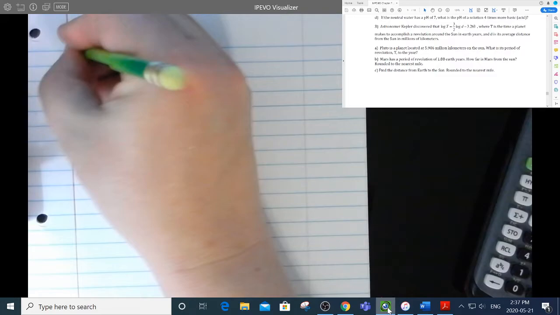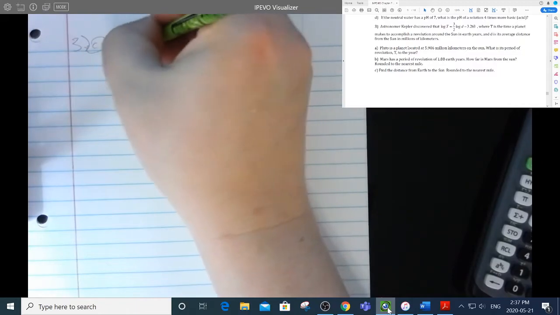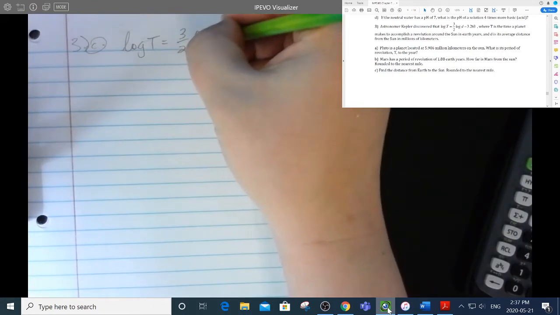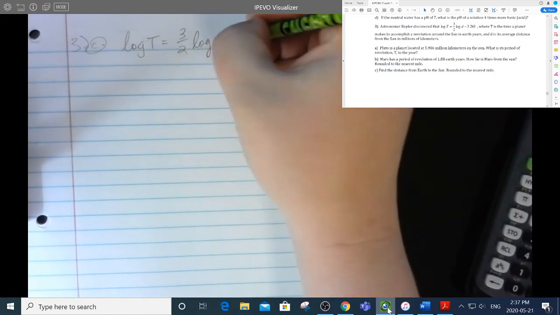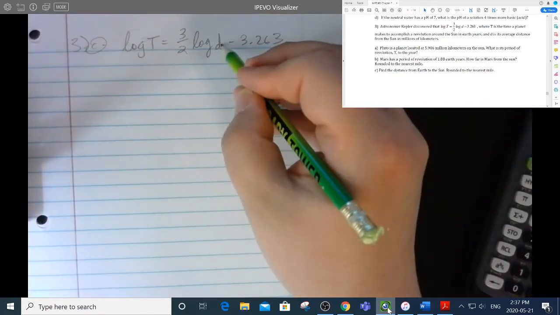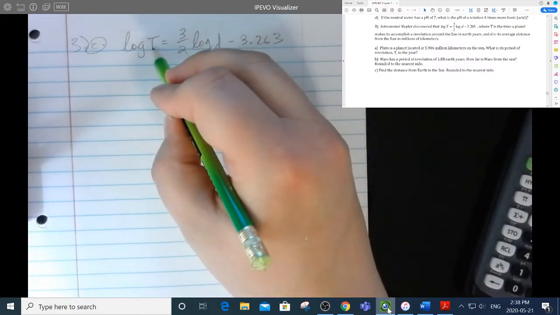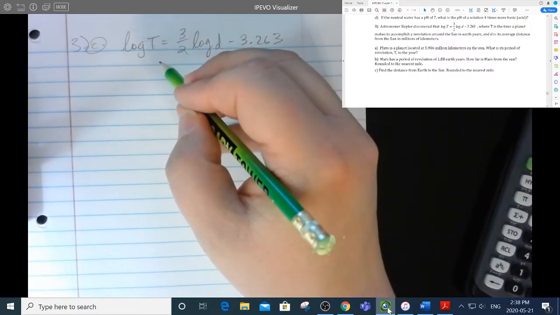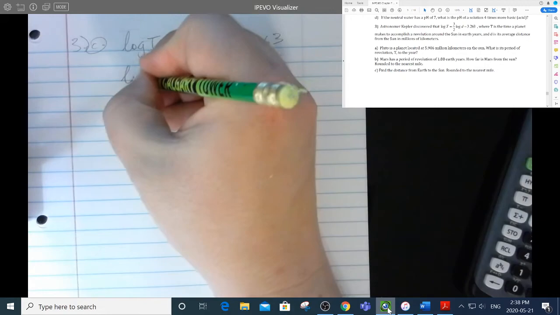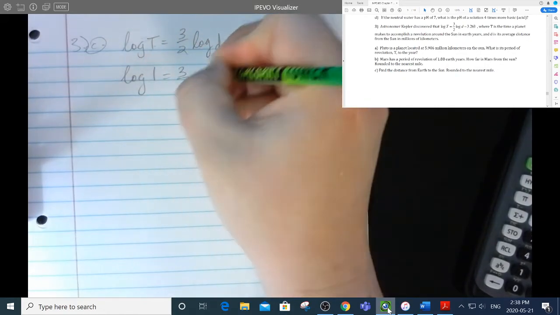Guess what I know in this one? I know that T, remember in this formula, here, let me write the formula again. Log T is 3/2 of log of D minus 3.263. Okay, so it's like, well, they don't give me any numbers. How can I solve for this when I don't know that? Actually, you do know that. Remember that T represents the period compared in Earth years. Well, so how many Earth years does it take the Earth to go around the Sun? 1. So this is log of 1.